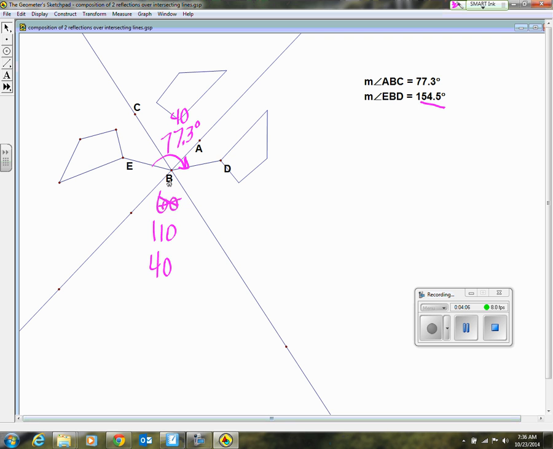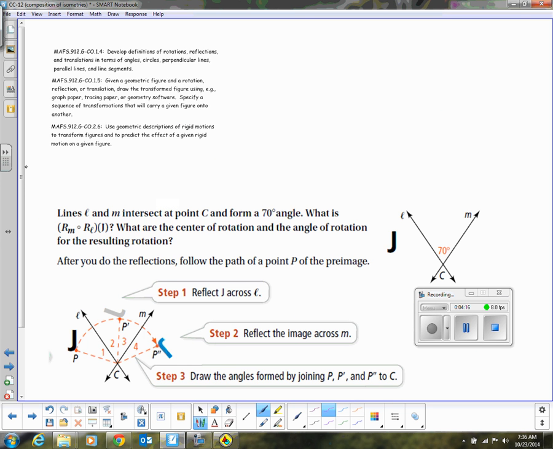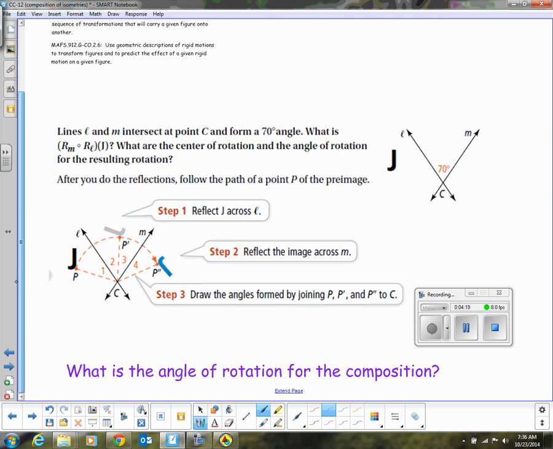Now, let's go in the opposite direction. What if I told you this angle is 120? What is that angle? Okay. But yeah, so this is what the book told us. What is the reflection? Now remember, we do L first, then M of J. So if this angle is 70, what's the center of rotation? C. What is the angle of rotation?